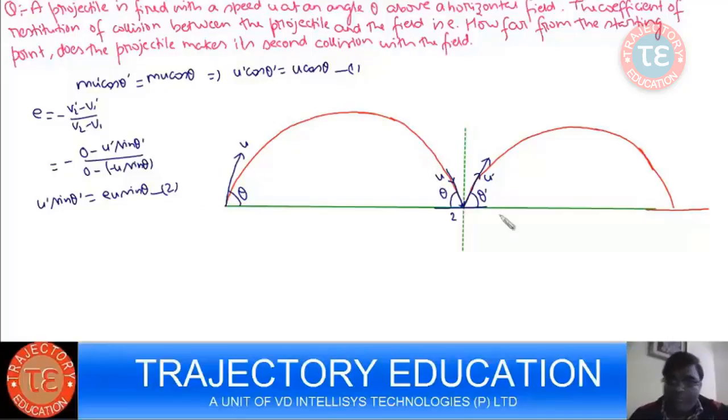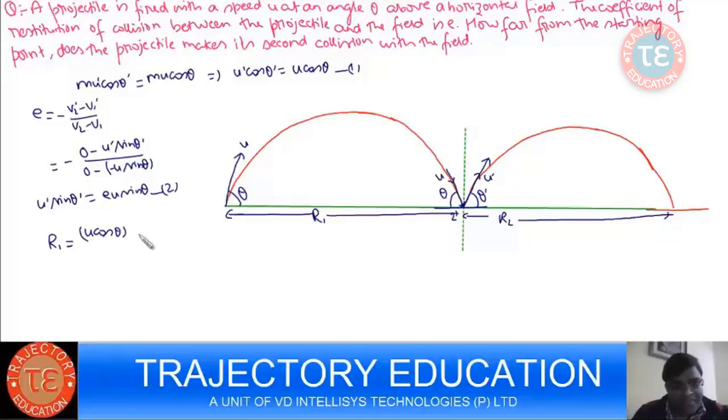Okay, so we have to find out what is R1 and what is R2. You have the formula. What is the formula? Range is the horizontal velocity, that is u cos theta, into time of flight. Time of flight is 2 u sine theta by g.